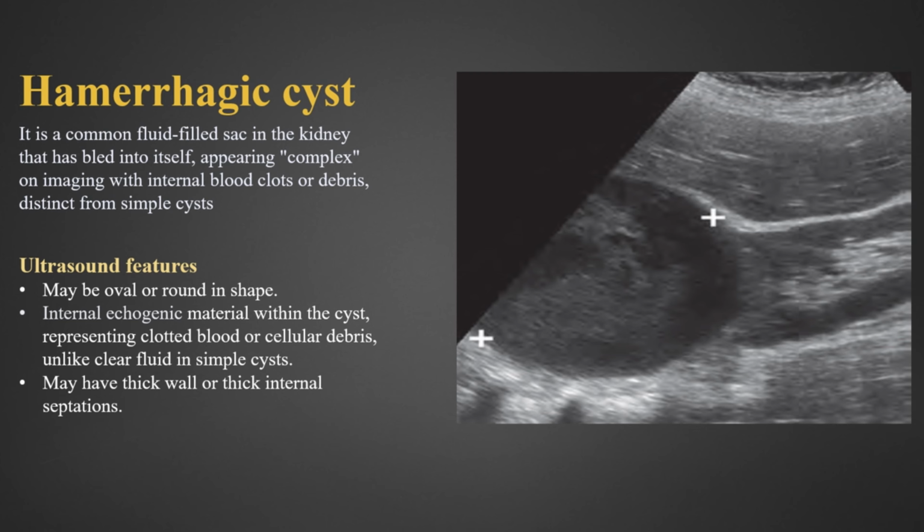On ultrasound, it may be oval or rounded in shape, and it has internal echogenic material within the cyst, representing the clotted blood or the cellular debris, unlike the clear fluid in the simple cyst. And it may have a thick wall or thick internal septations.